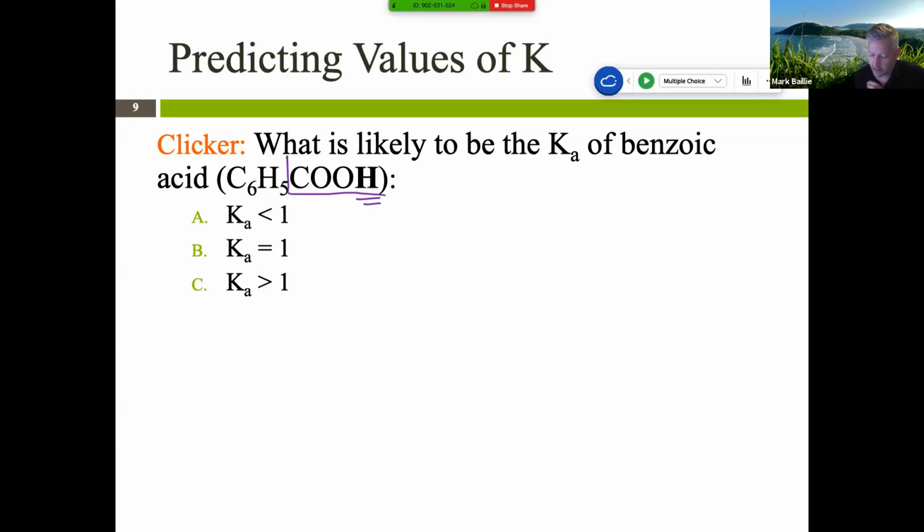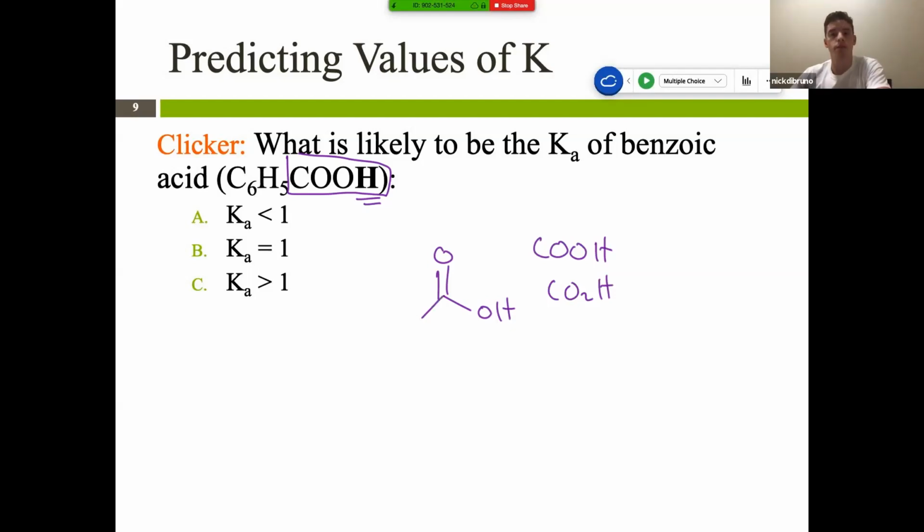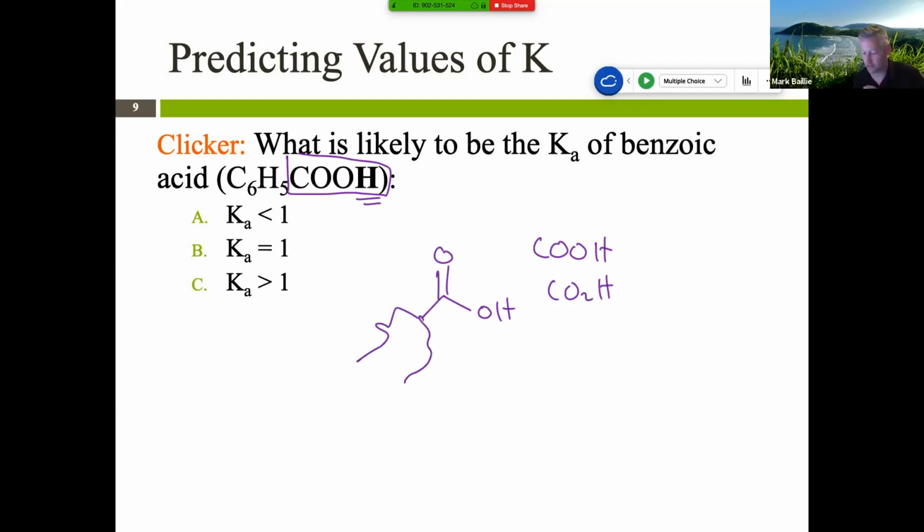So having a COOH tells us that there's an acid. You'll also see that carboxylic acid is drawn out like this. Sometimes it's written as COOH, sometimes as CO2H. Whenever we see that functional group in a molecule, regardless of what's attached over here, we know that that is going to act as an acidic proton. The question is, what does a Ka value of 1 or greater than 1 tell us?